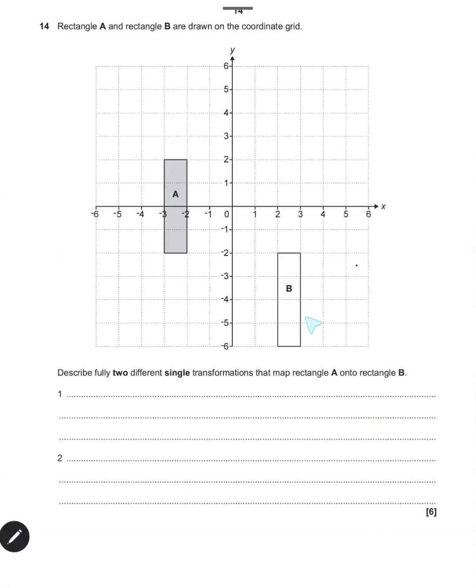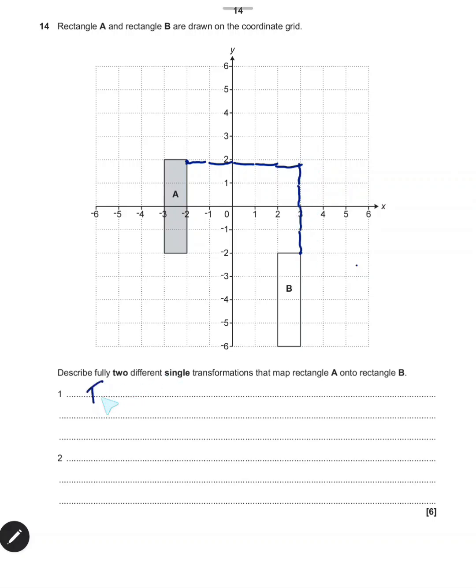Question 14, we've got a transformation question, and there's two separate transformations that move A onto B. The first one's quite nice. If we pick a corner and the corner we're aiming for, we can see that that's gone 1, 2, 3, 4, 5 to the right, and 1, 2, 3, 4 down.